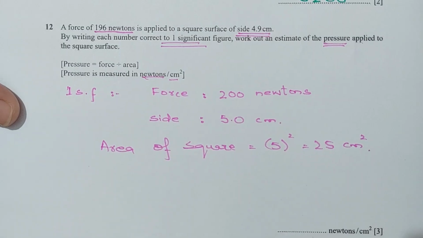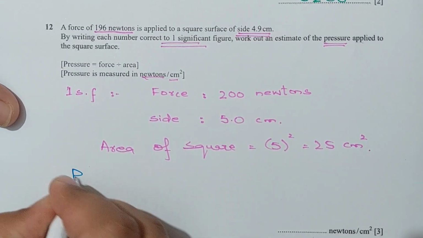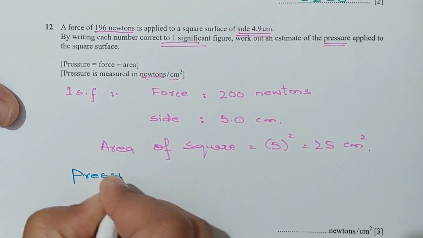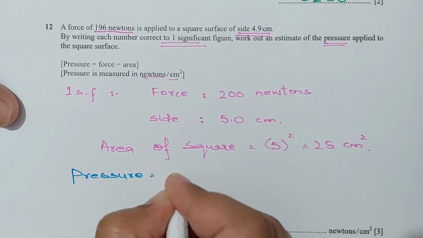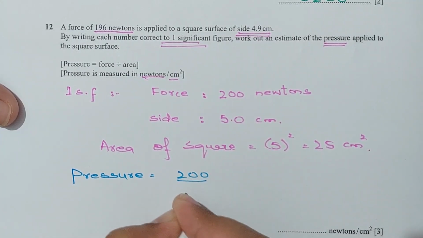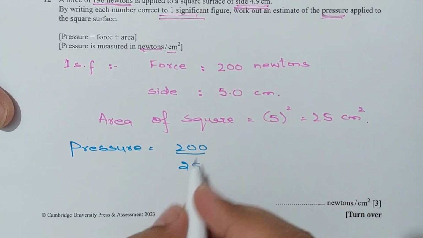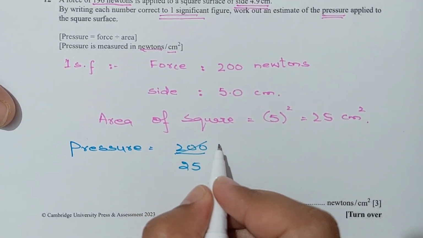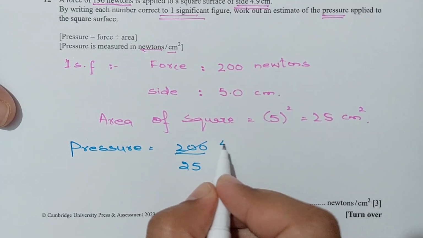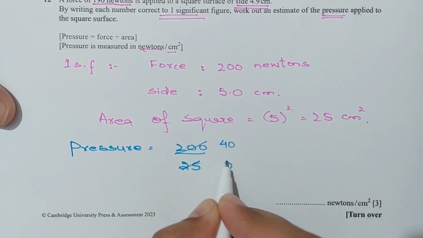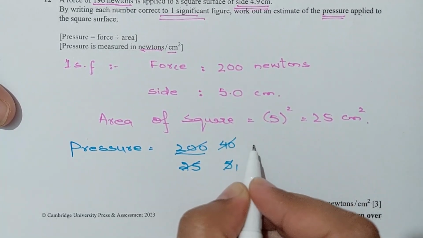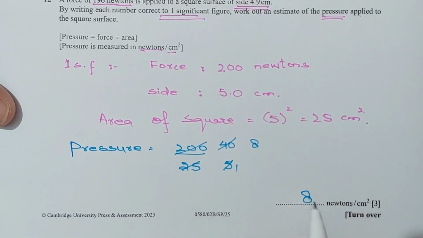Now let's work for the pressure. The pressure is equal to force over the area in Newton per centimeter square. So cancel with the 5 times table. 5 times 4 is 20 and 0. 5 times 5 is 25. 5 times 1 is 5. 5 times 8 is 40. So the pressure is 8 Newton per centimeter square.